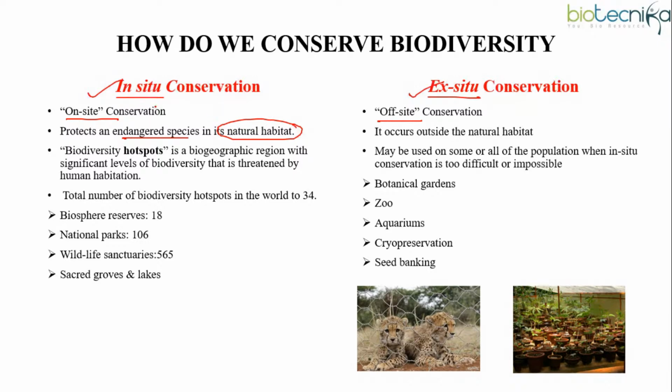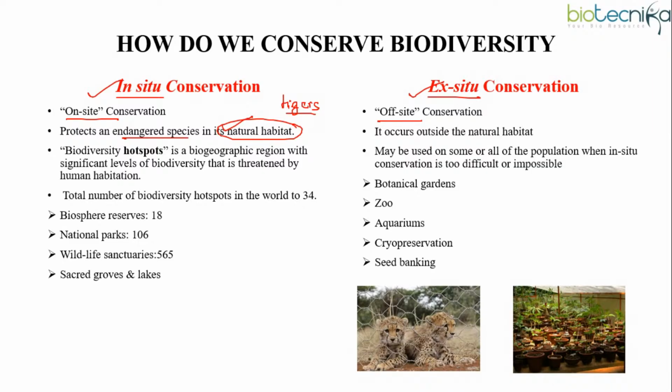In situ conservation, basically we're protecting the endangered species in its natural habitat. So we are either protecting or cleaning up the habitat itself or defending the species from predators. For example, if you want to save tigers, we can conserve and protect the whole ecosystem. We can save the entire forest to save the tiger. So this approach is called in situ or on-site conservation.